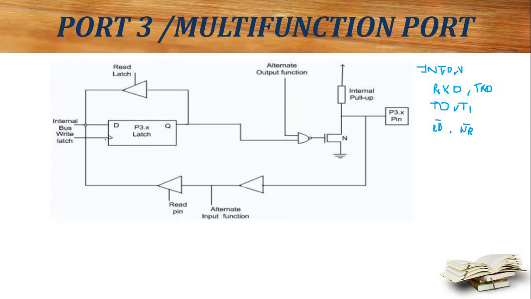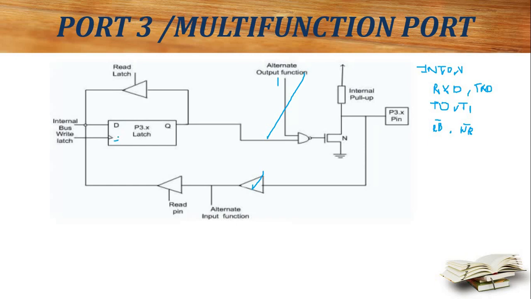Here we also have a clock and a Q bar. That is directly given to the NAND gate. If I am giving an alternate output function, this will be 1. If I am performing any of these functions, then this will be 1. Otherwise, this function will not operate. If the alternate function is not operating, then this will not feed any buffer circuit. It will directly read the pin through this read pin and give it to the read latch, and finally it will be given to the internal bus.